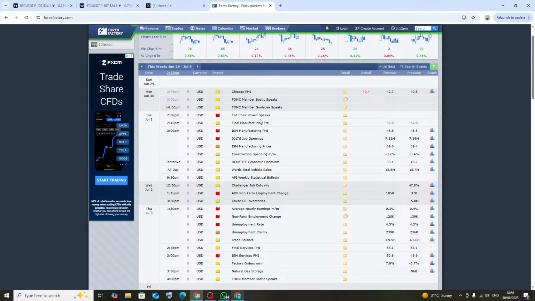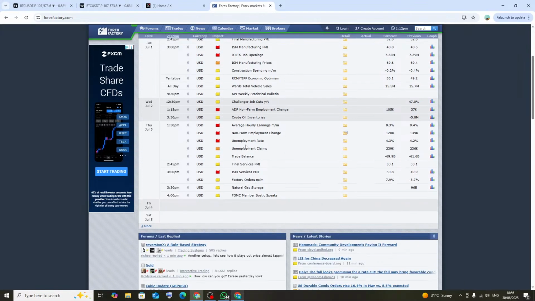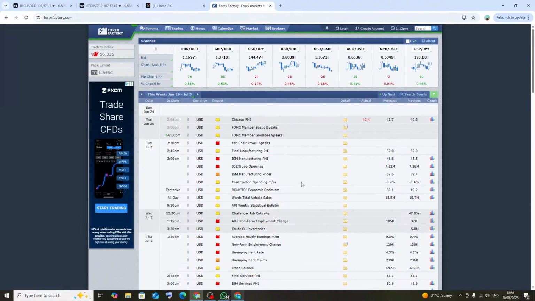Tomorrow we have Fed Powell speaking. The market may remain choppy before this news, maybe through our Asian session and London session, waiting for the news as well. And we have non-farm employment on Wednesday and Thursday as well. Friday we don't have news. Saturday we don't have news as well. So we could anticipate volatility on the charts this week, and we'll see how things go from here.